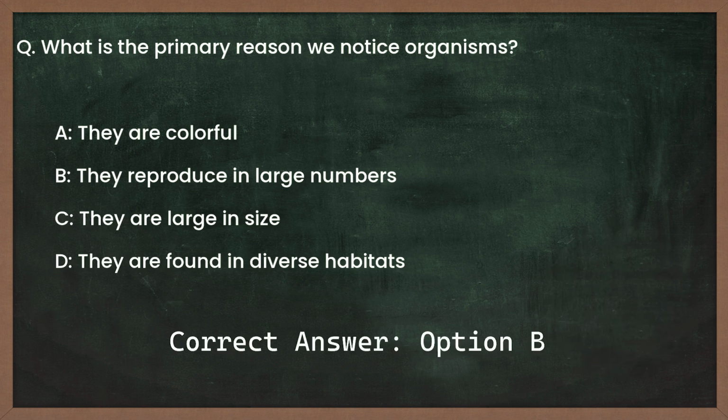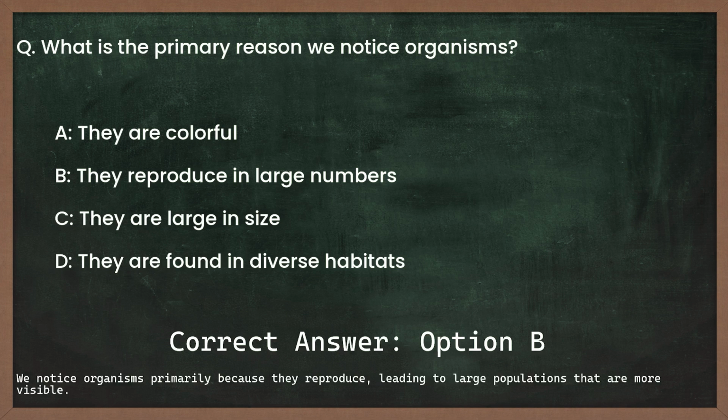The correct answer is option B, which is they reproduce in large numbers. We notice organisms primarily because they reproduce, leading to large populations that are more visible.